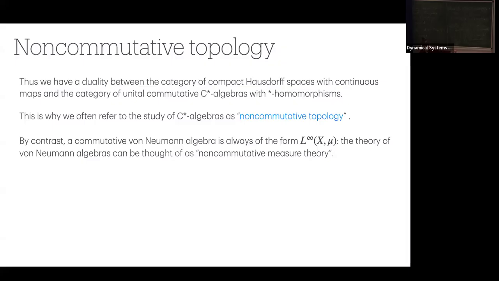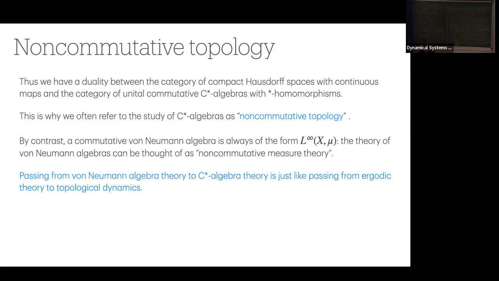By contrast, a commutative von Neumann algebra, which again is an example of a C-star algebra, is always of the form L infinity X mu for some measure space. So we can think of von Neumann algebras as being something like non-commutative measure theory. And passing from von Neumann algebra theory down to C-star algebra theory is a lot like passing from what you know in ergodic theory down to topological dynamics. So a lot of the similar difficulties pop up.